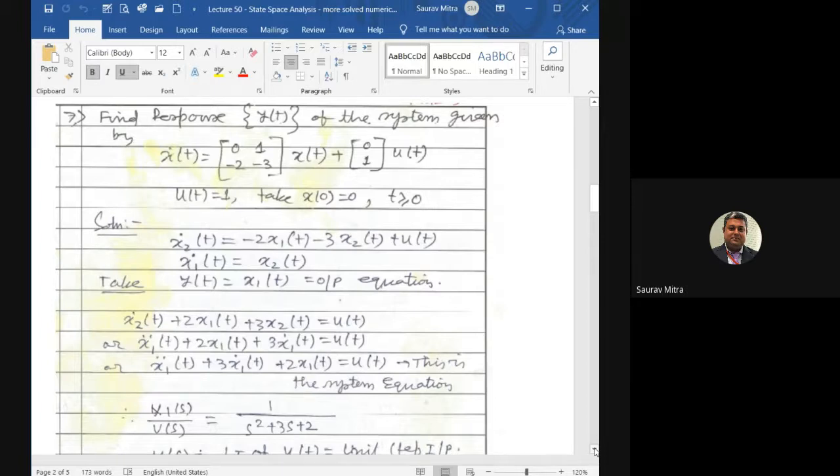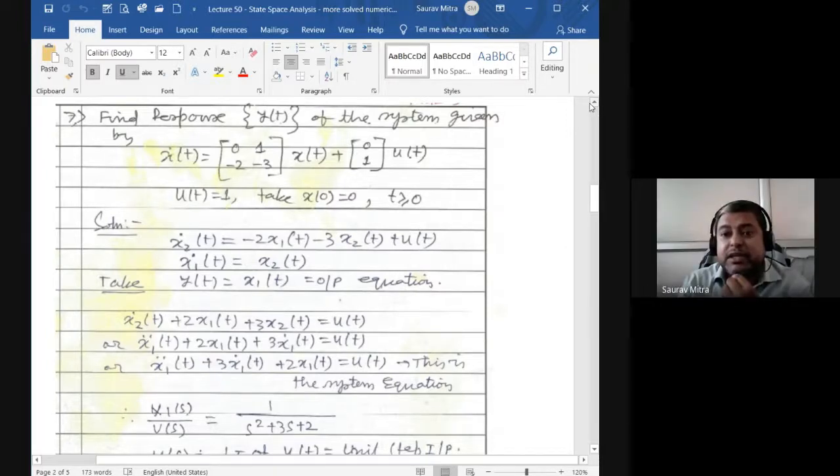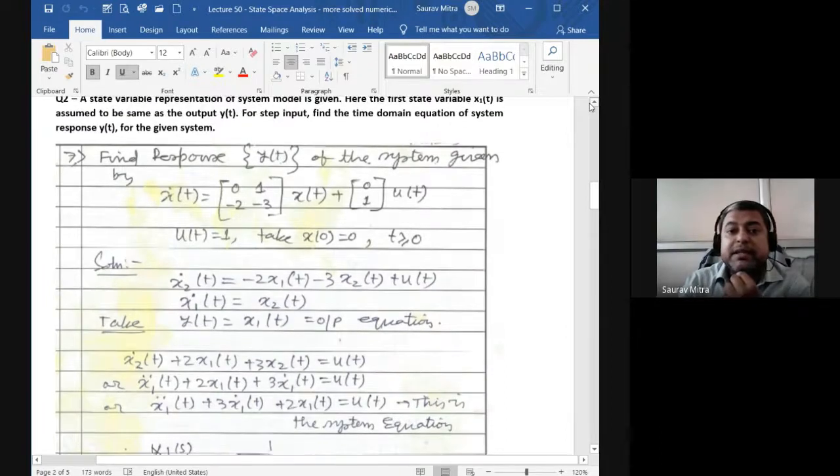Substitute the Laplace of input U(s) as 1 by s. Find what is Y(s) equation, do the partial fraction. From there, find what is y(t). So what is asked in the numerical, if you see the numerical question, is to find the time domain equation of system response y(t). That means you have to find y(t) given the input and state variable representation.